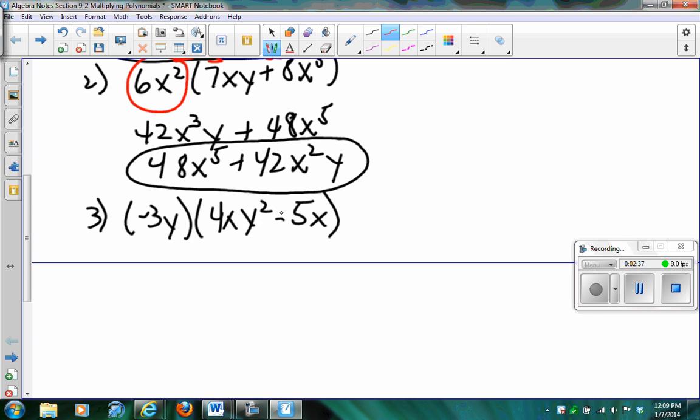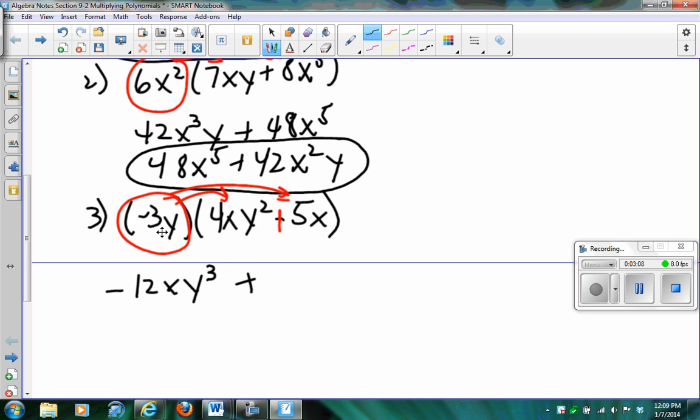I am going to change the subtraction to addition of the opposite, and I am going to ask you to do the same thing in your work and in your homework. That's just to ensure that we have the correct sign in front of each number. Then we're going to multiply the negative 3y times each term inside the parentheses. Then we're going to multiply negative 3y times 4xy squared, which is negative 12xy to the third.